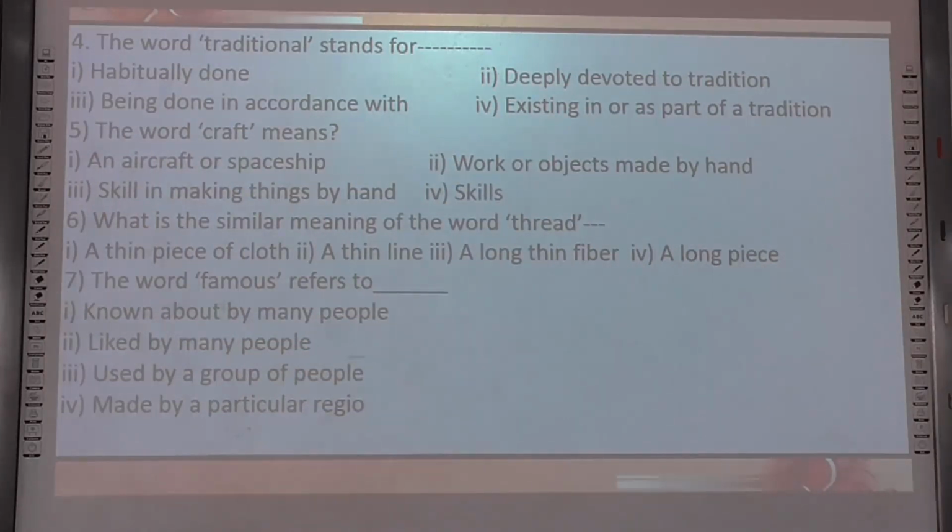So, number 4, the word traditional stands for, first one, habitually done, second one, deeply devoted to tradition, being done in accordance with, and 4, existing in or as part of a tradition. And the correct answer is existing in or as part of a tradition.